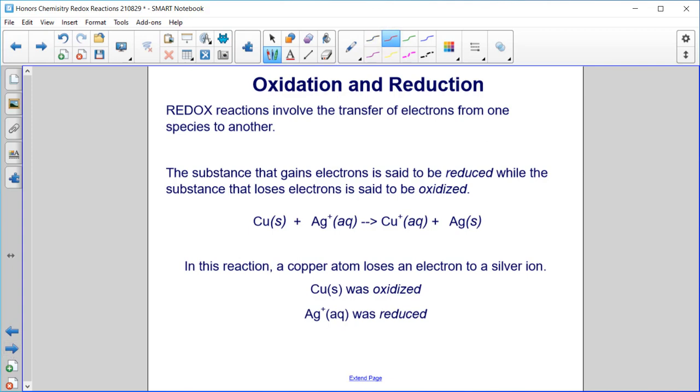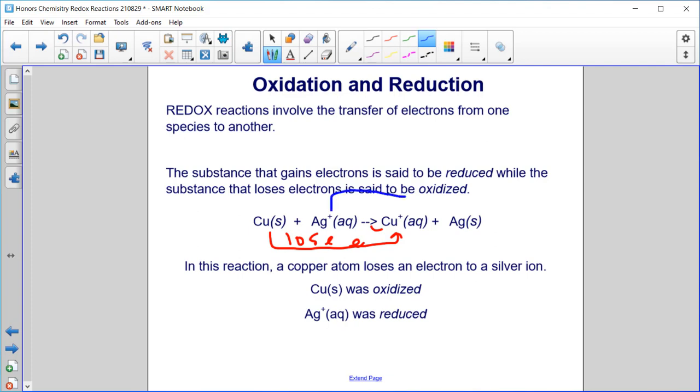We have this copper solid that becomes copper +1. So what happens there? We have no charge on the solid, and we have a +1 charge on the aqueous ion. So what's happening there is we're losing an electron to become positively charged.